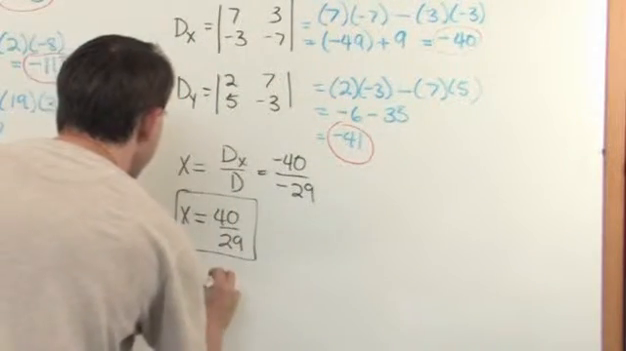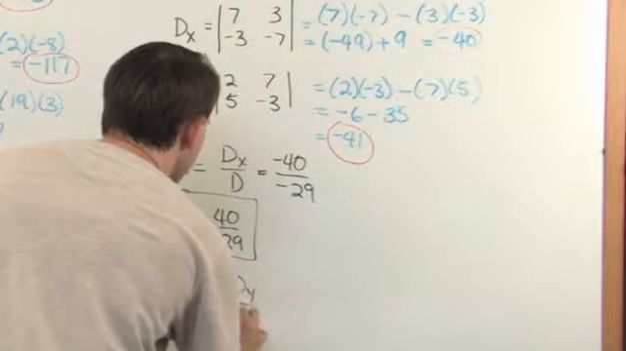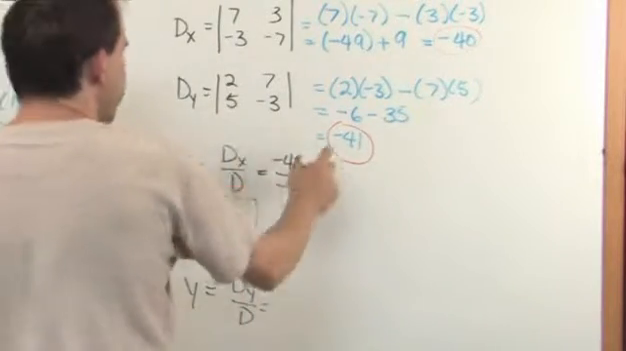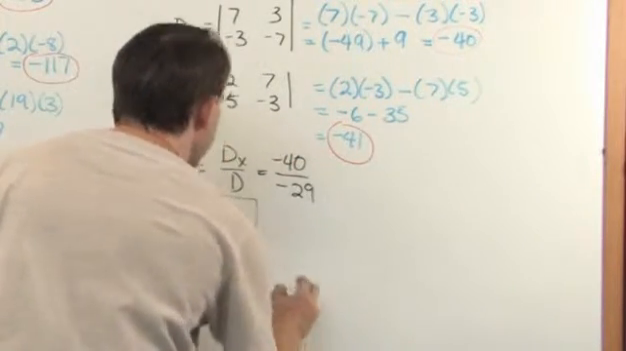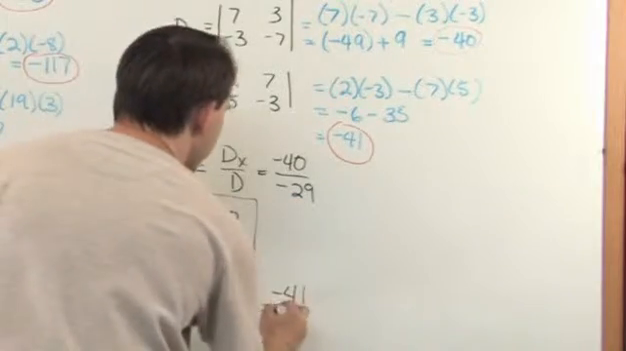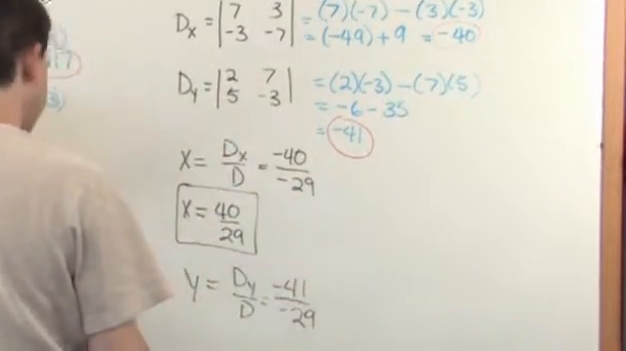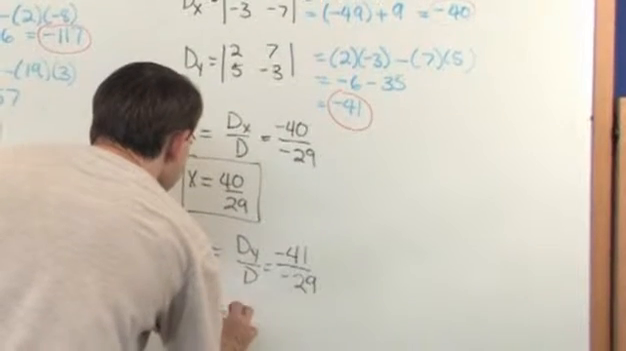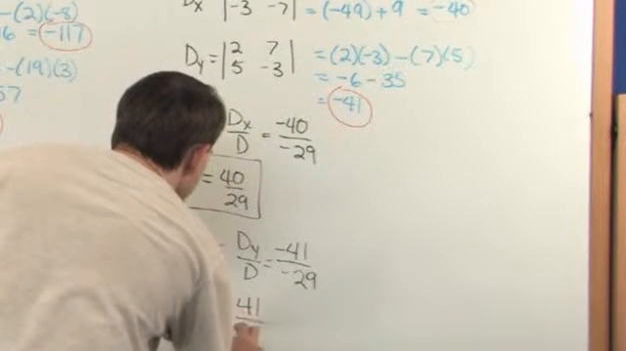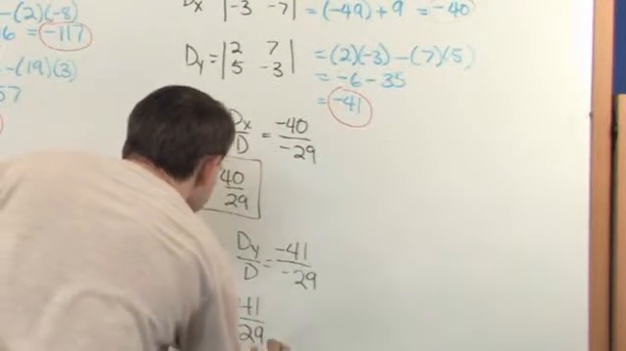And then for y, we just say that that's Dy over D. Dy we calculated as negative 41. The other D is negative 29. Okay, you really can't do much with that either, so you just basically cancel the negatives and you say it's 41 over 29, and that's the answer there.